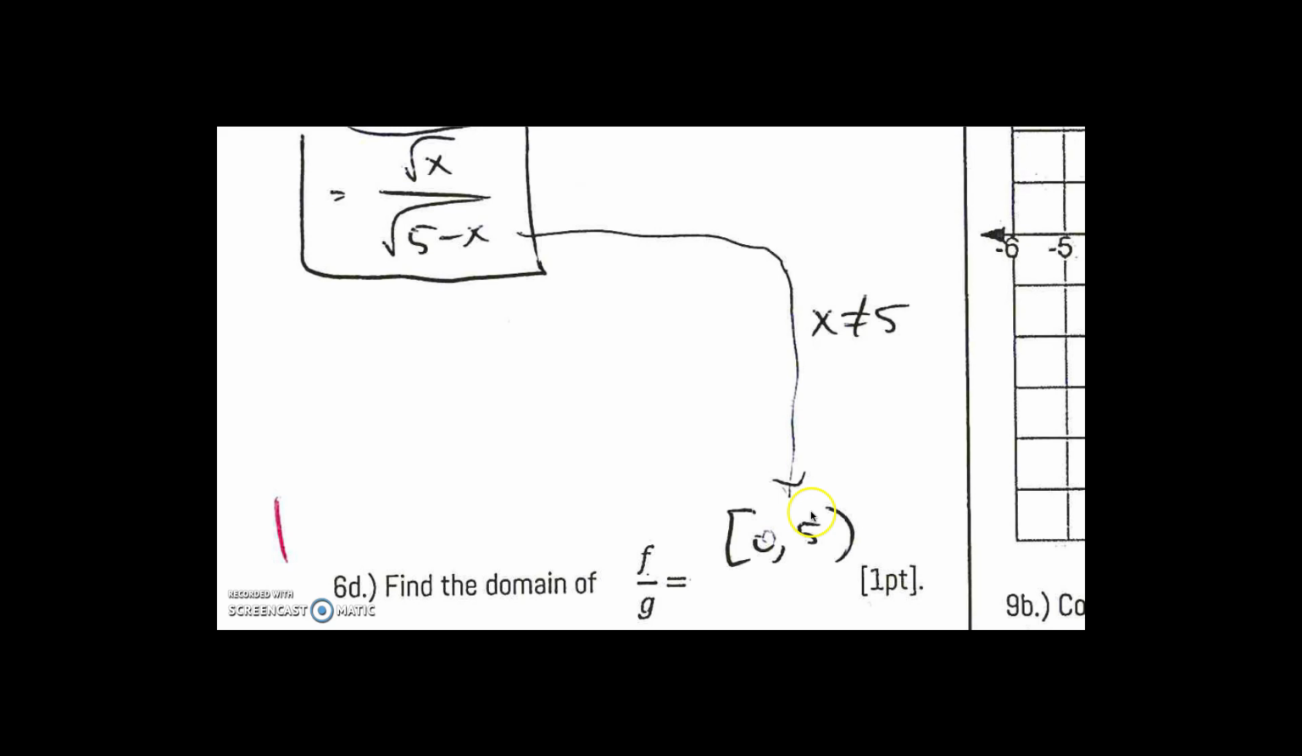And because you can't pick 5, that means the domain of f divided by g is what we had above, but you can't include 5. So you can include any numbers from 0 to 5, but not including 5. So 0, 1, 2, 3, 4.